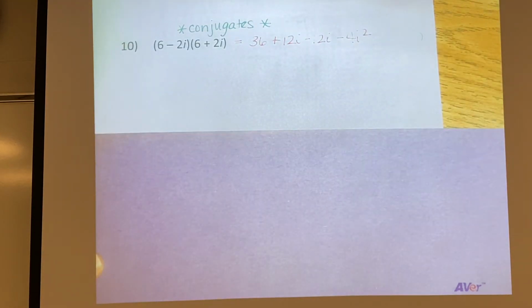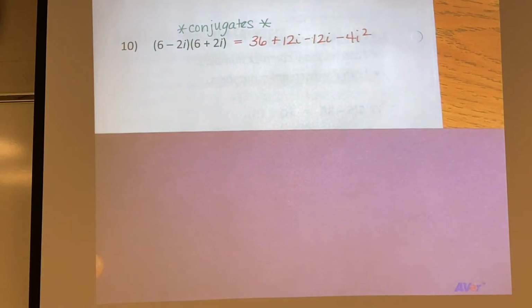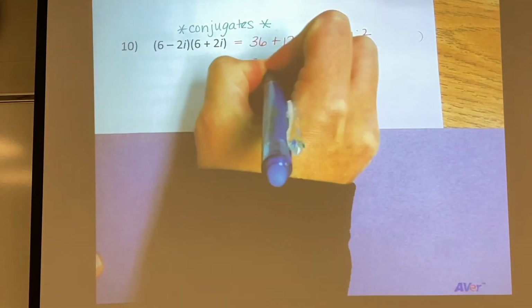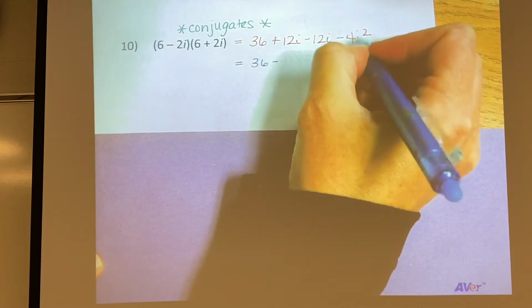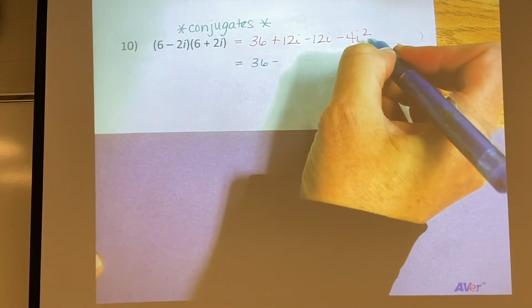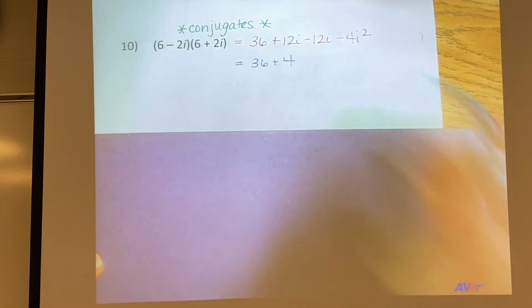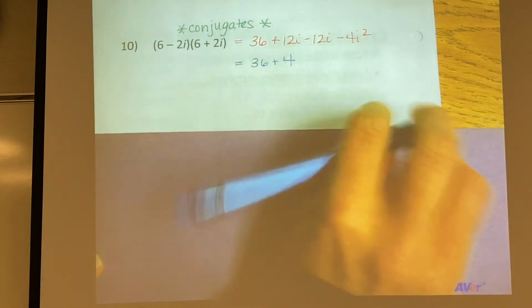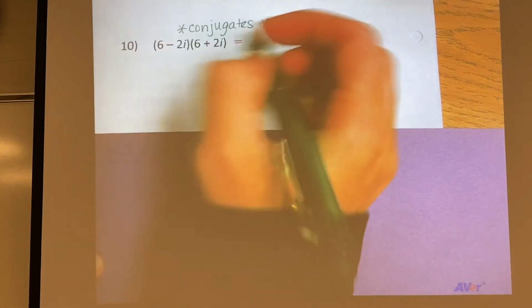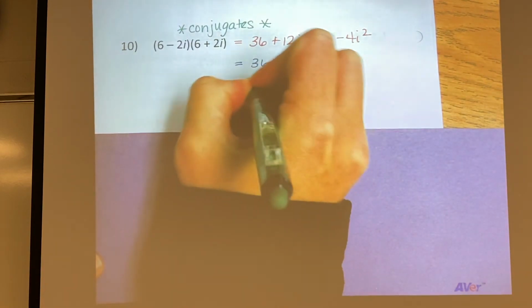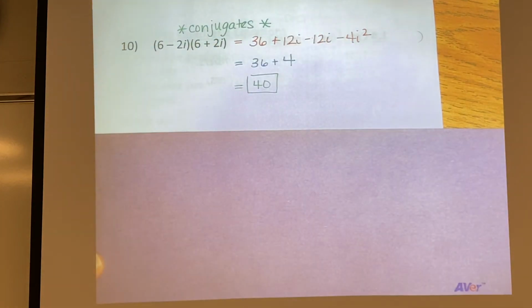The middle two terms will be opposites of each other, and therefore will no longer be there once we combine our like terms. So we have 36 minus 4i squared, but i squared is negative 1, so negative 1 times a negative 4 is a positive 4. So that actually ends up being 36 plus 4, which is 40. So you'll see that when we multiply these conjugates together, we end up with just a real number answer and no imaginaries at all. So our final answer doesn't have any i's in it.